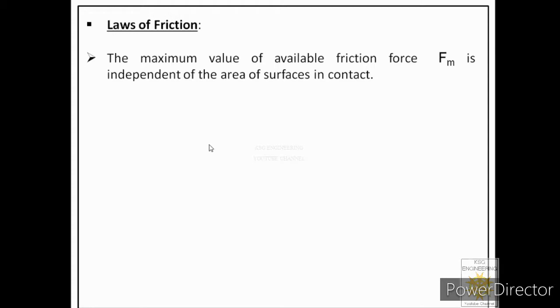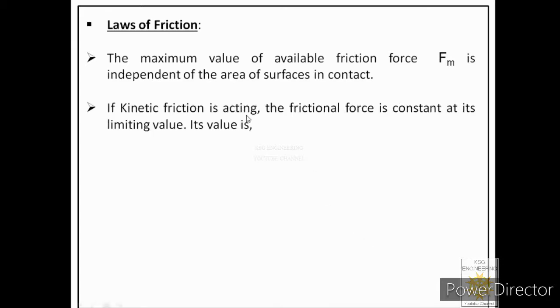Next, the maximum value of available friction force Fm is independent of the area of surfaces in contact. This is a very important point to understand. It only depends upon the coefficient of friction, that is μ.